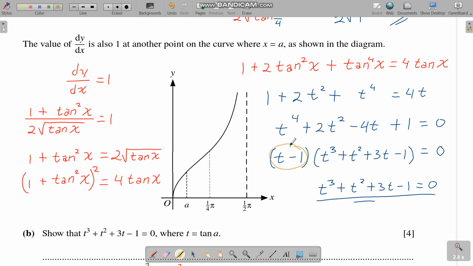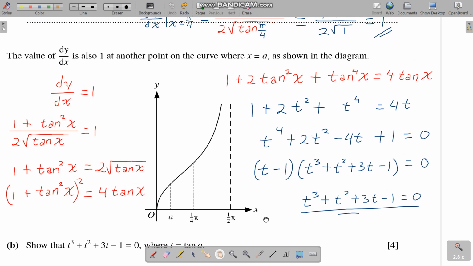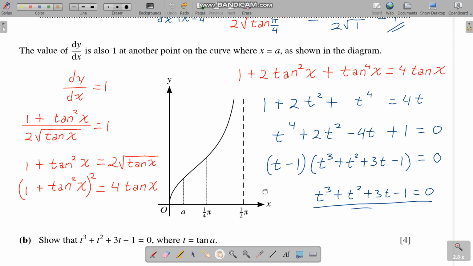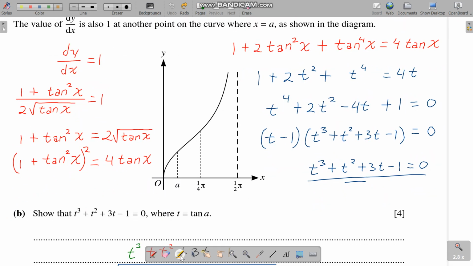Now we have t minus 1 as a factor. So how do we know t minus 1 is a factor? Well, because we know that tangent x equals 1 is one of the roots. So we know that 1 is a root, which means t minus 1 is a factor.